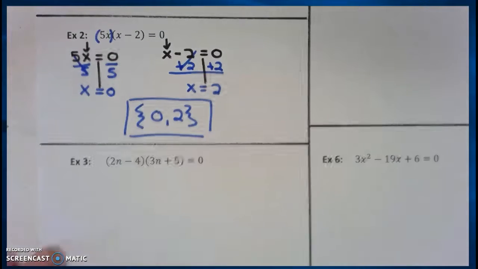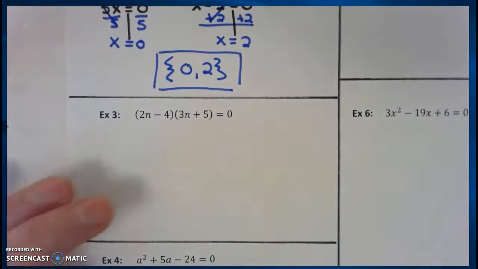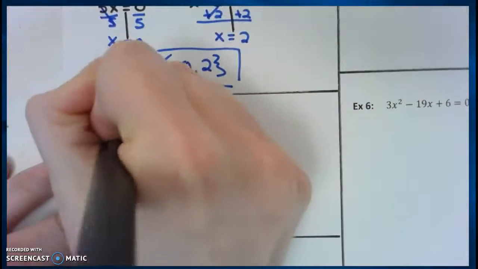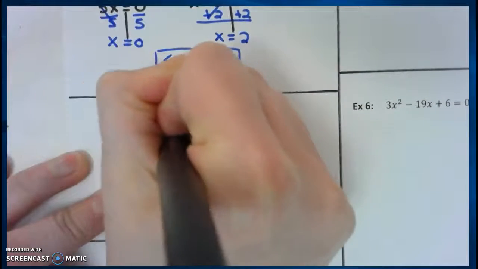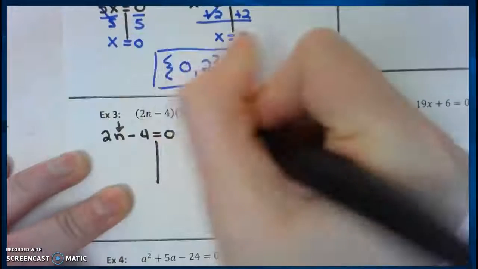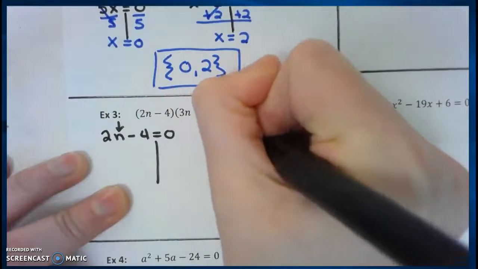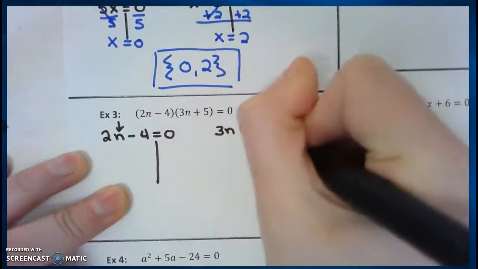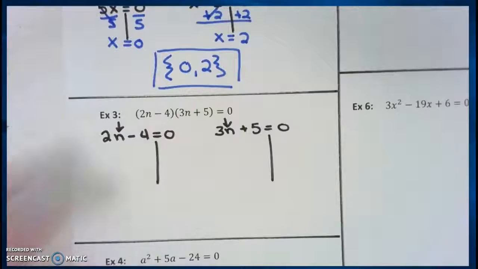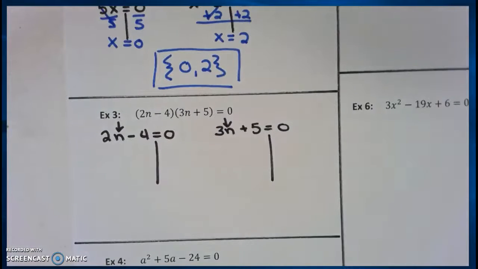Okay. Number 3 has also already been factored for us. So I'm going to take 2n minus 4 and set that one equal to 0. And I'm doing 3n plus 5 is equal to 0. Okay, so now we've got two-step problems, and remember you need to move the friend first, the friend being the one that's not attached to your letter.